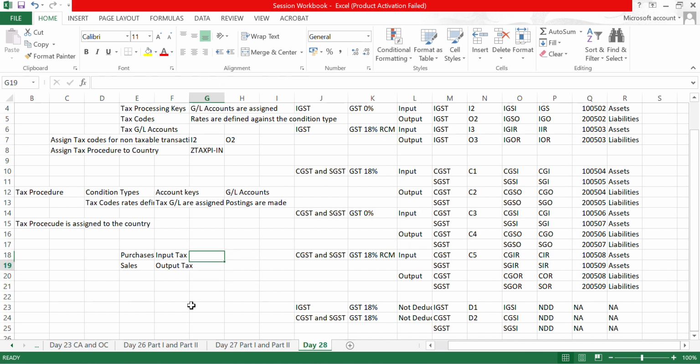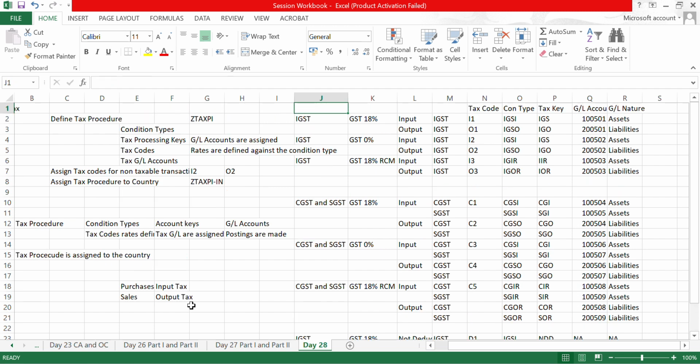So we know the concept of input tax, output tax, how the input tax is adjusted against the output tax, and not all the input tax can be adjusted against the output tax. The tax which can be adjusted against the output tax is called creditable tax or deductible tax, and which cannot be is called non-deductible or non-creditable tax. I hope this is very much clear.